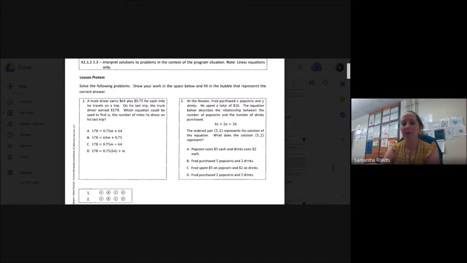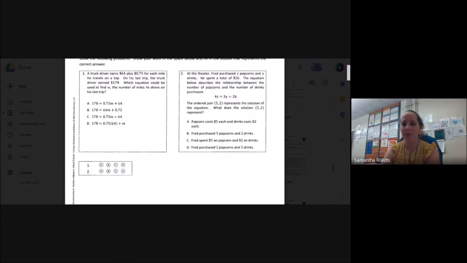On number two, at the theater, Fred purchased X popcorns and Y drinks. He spent a total of $26. The equation below describes the relationship between the number of popcorns and the number of drinks purchased: 4x plus 3y equals 26. The ordered pair 5, 2 represents the solution of the equation. What does the solution 5, 2 represent?